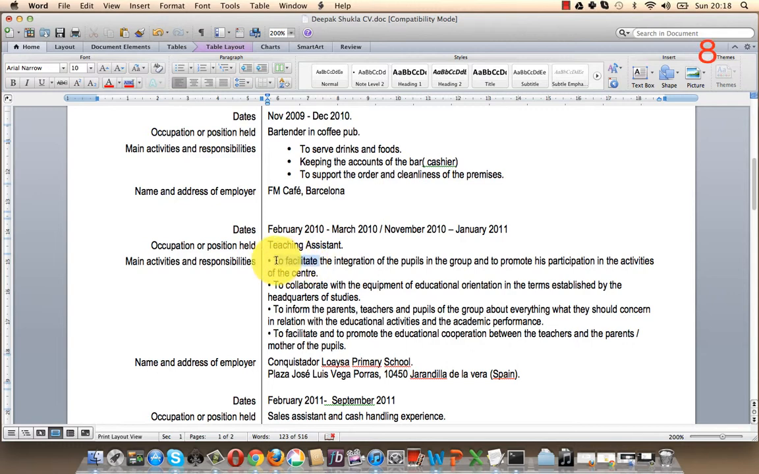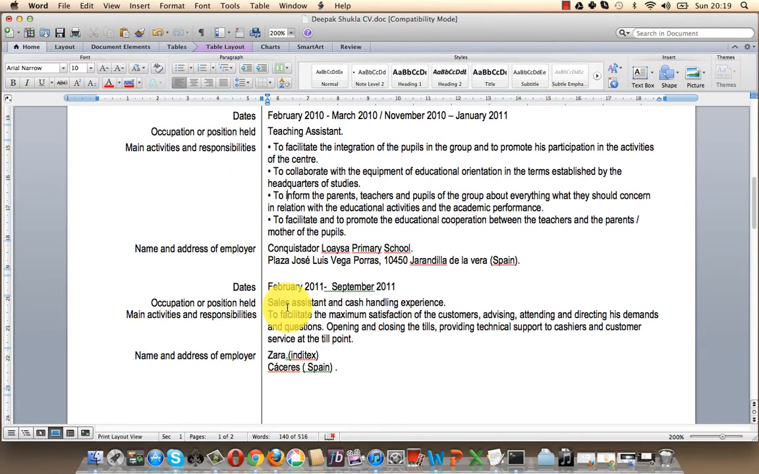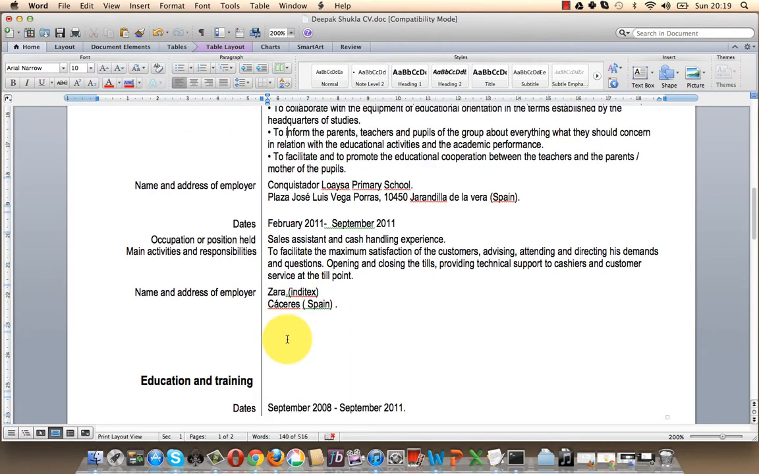You're also using the words to facilitate, to collaborate, to inform, to facilitate, to. Too much repetition here, along with to facilitate and to facilitate. It's not really dynamic or varied text, and it gets very repetitive to read, and that reflects upon you as an applicant. So let's keep going.